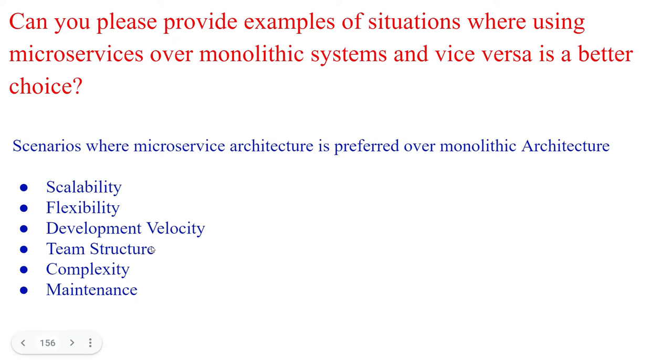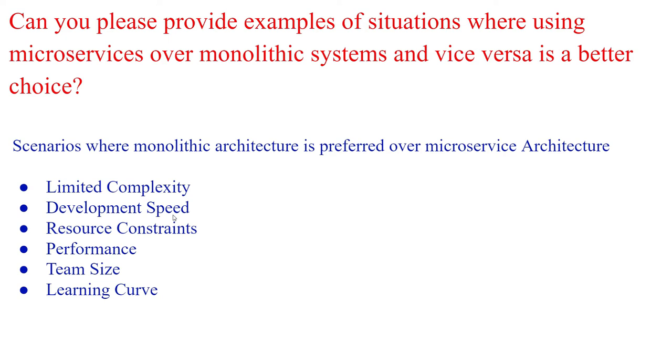Now, the scenarios where monolithic architecture is preferred over microservice architecture, which is very rare, because there are very few scenarios where monolithic is better than microservice architecture, because everybody needs modularity. But there are still some situations where modularity is not that much required. For example, in a bookstore.